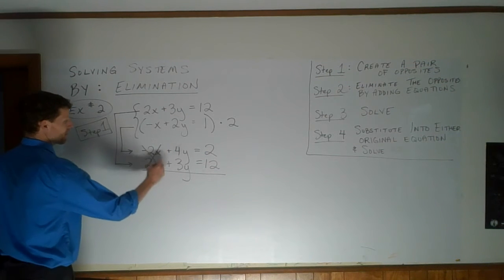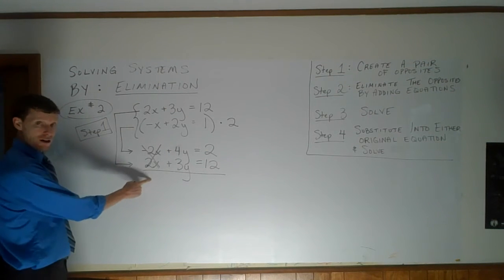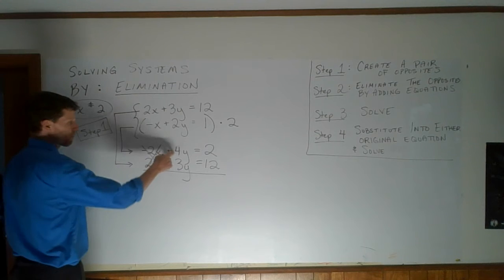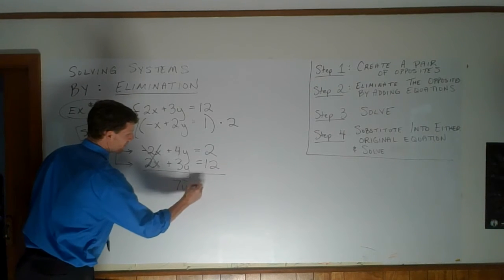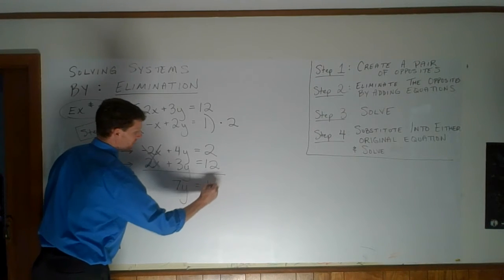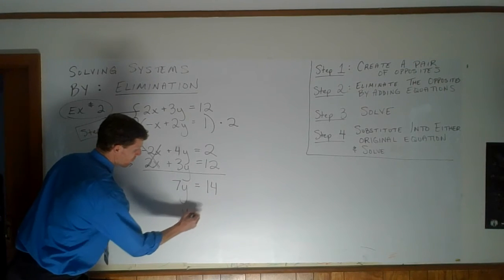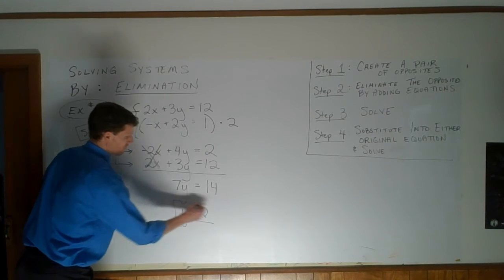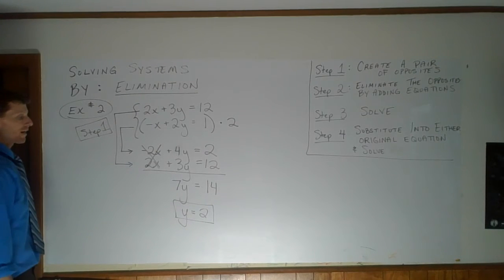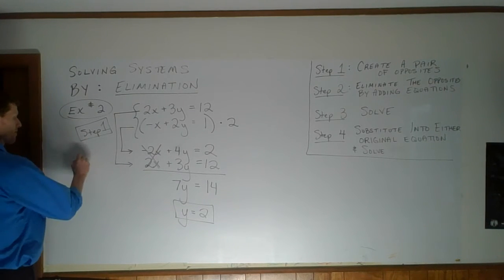We add these up. Negative 2 plus 2 is 0. We don't have to write anything. 4 plus 3 is 7y. 2 plus 12 is 14. These numbers are awesome. Y equals 2. That was the end of step 2 and step 3.